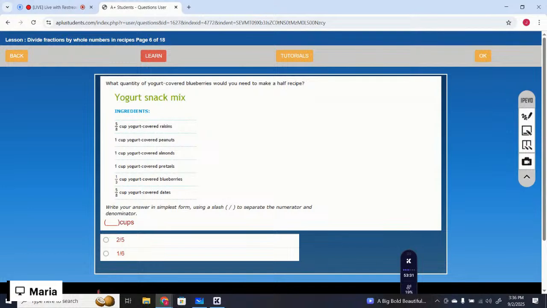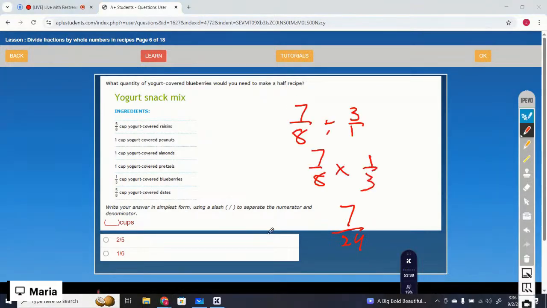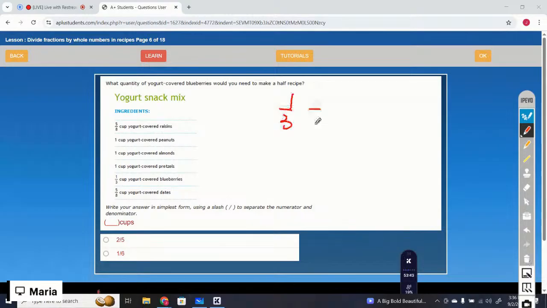The quantity of yogurt covered blueberries you would need to make a half recipe. One third cup in the original recipe, that is 1 by 3. Divided by the 2, that would be 1 by 3 over 2. So that equals 1 by 6. That means we used 1/6. The correct option is 1 by 6. Option number 2 is the correct option.